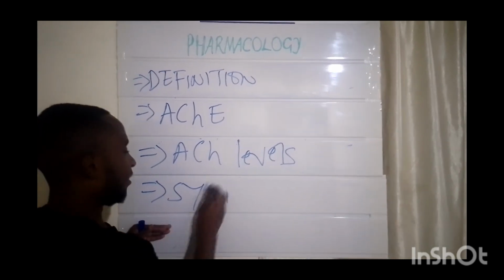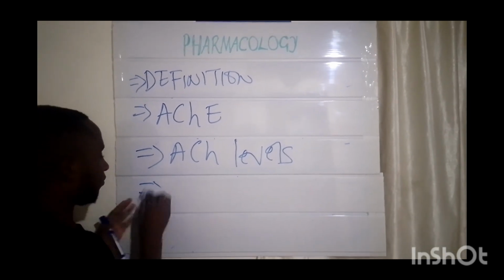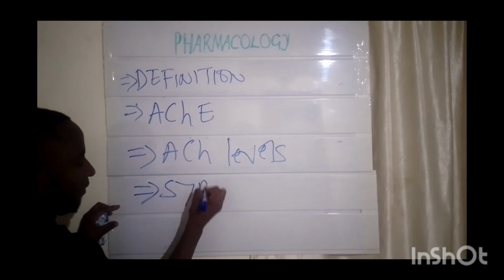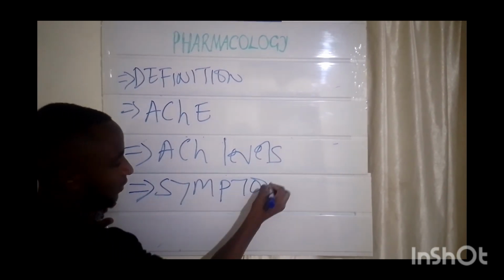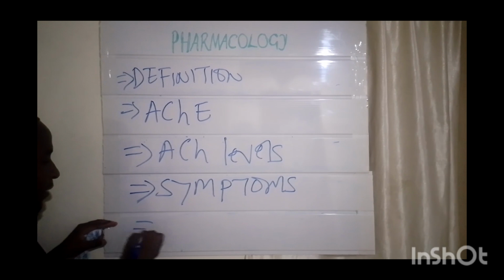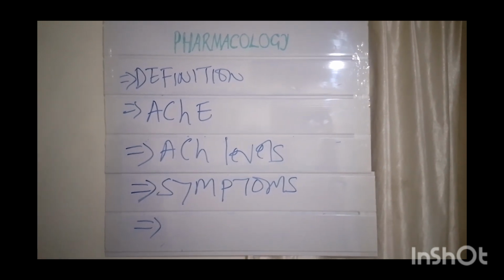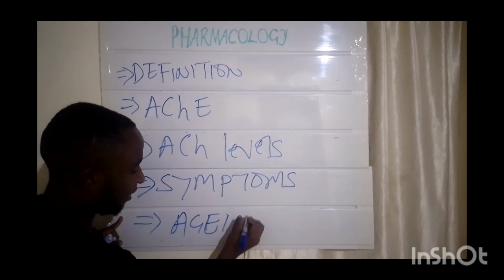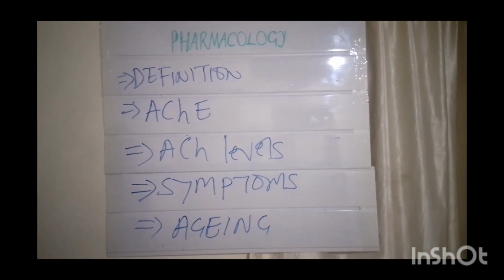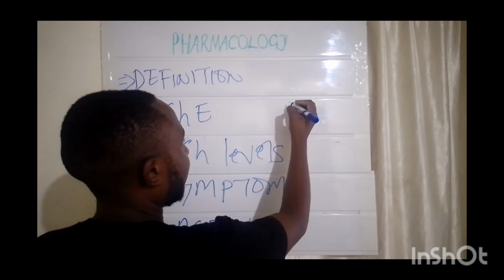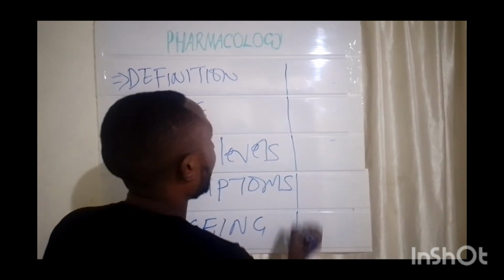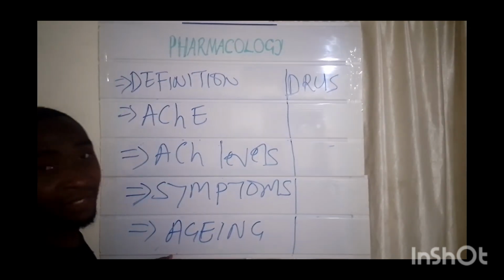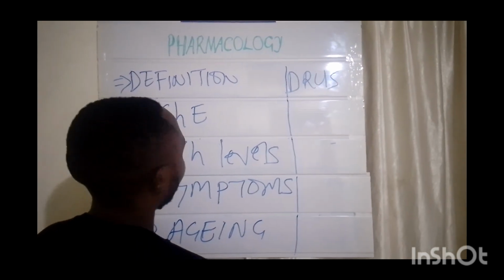Let me just rub it. Let me just write it clearly. You must know the symptoms. What else did I talk about? I also talked about aging. Yeah, I talked about aging in organophosphate compounds. Then I also talked about drugs that are used in organophosphate poisoning.